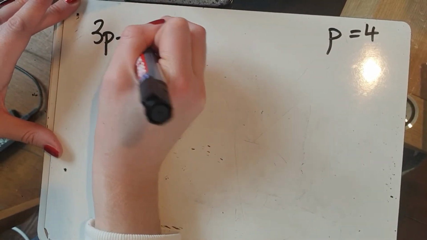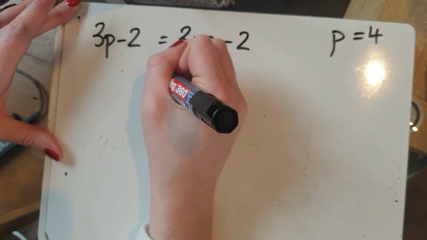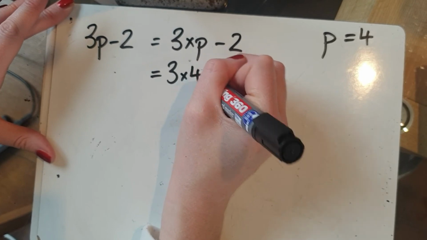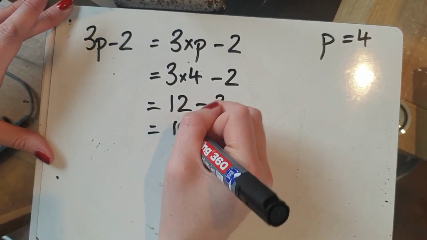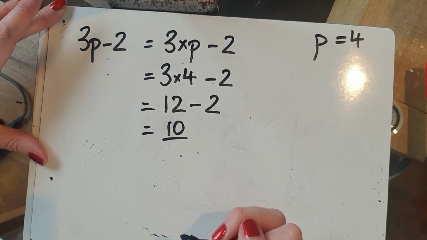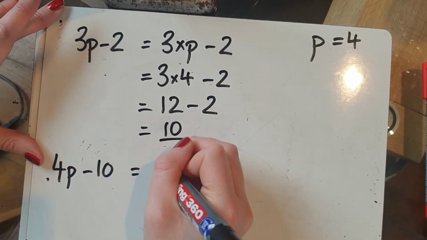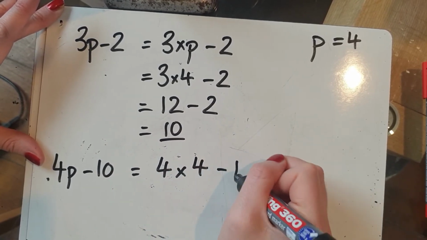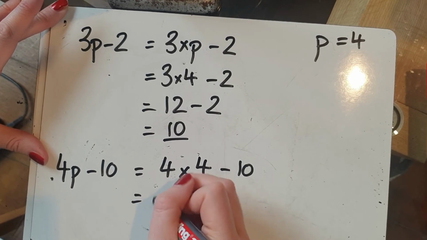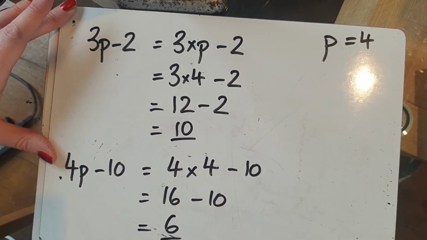(3p minus 2) means 3 times p minus 2, which means 3 times 4 minus 2, which is 10. 4p minus 10 means 4 times p, so 4 times 4 minus 10, which is 16 minus 10, which is 6.